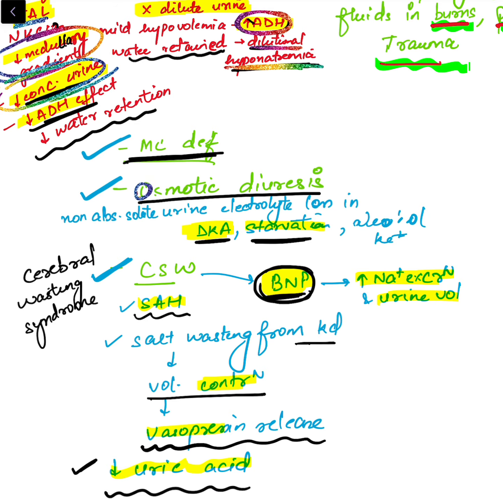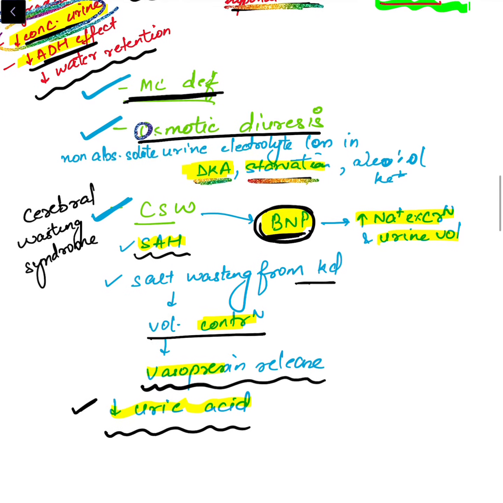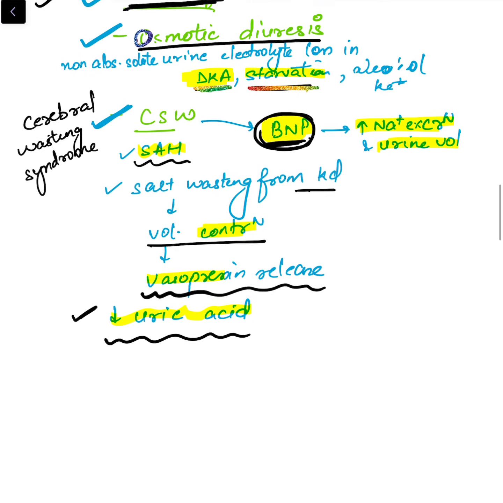Next is mineralocorticoid deficiency or osmotic diuresis. As we have discussed in translocational hyponatremia, some osmotic substances will increase sodium loss, like glucose, starvation, ketone bodies, and alcoholic ketoacidosis.